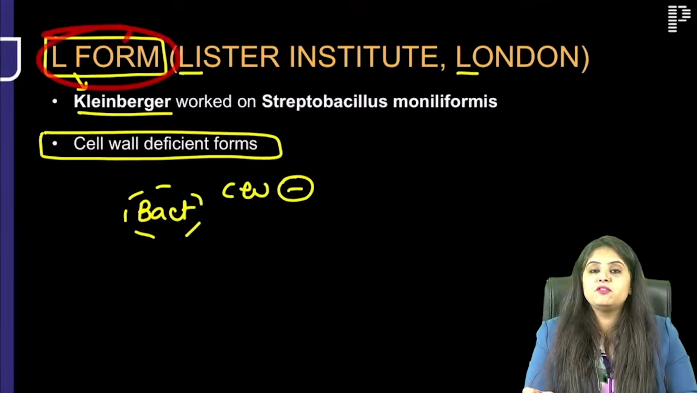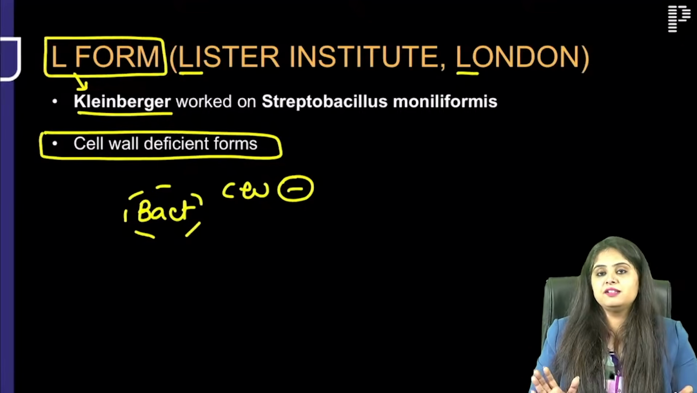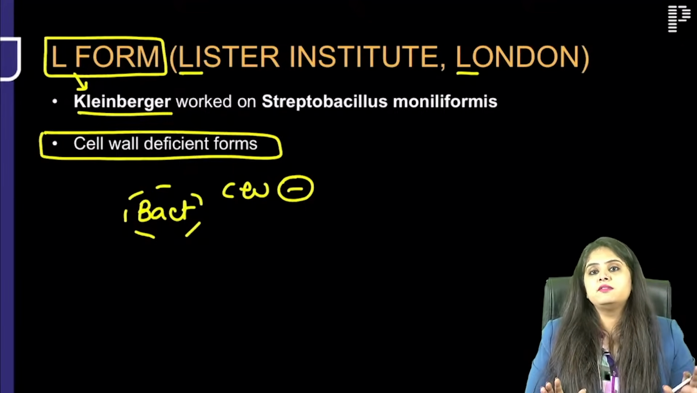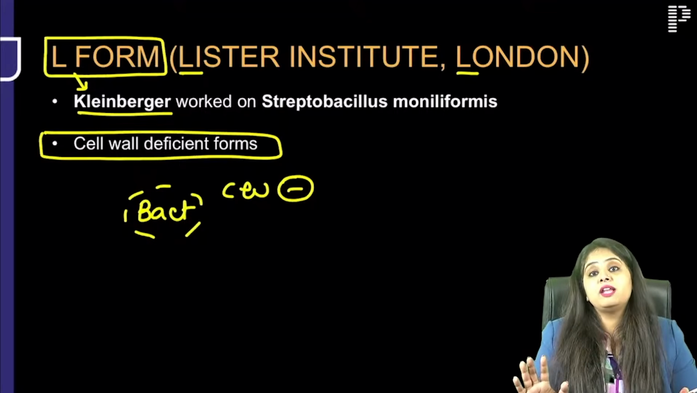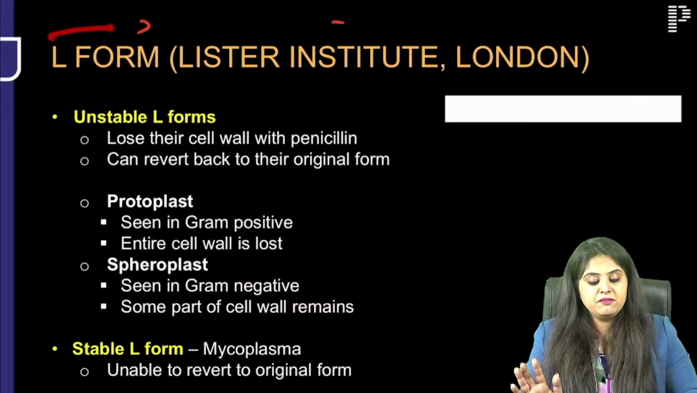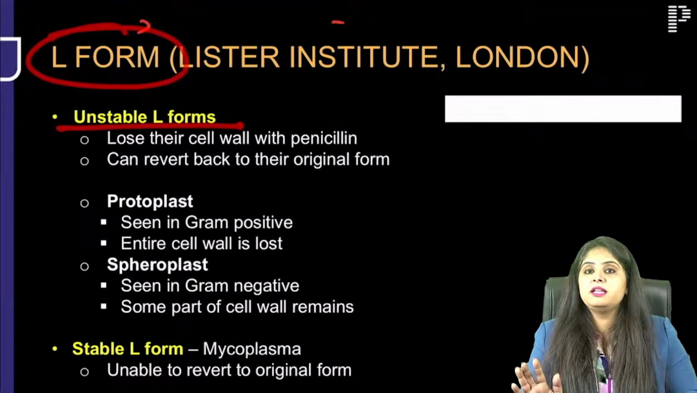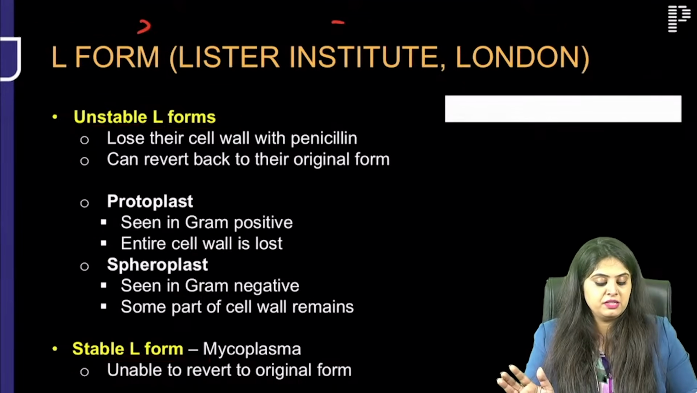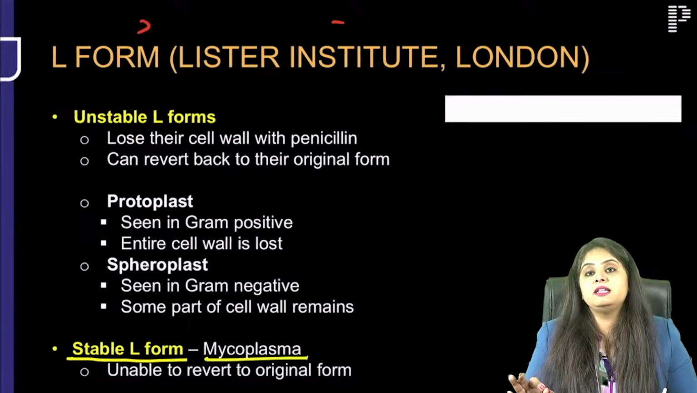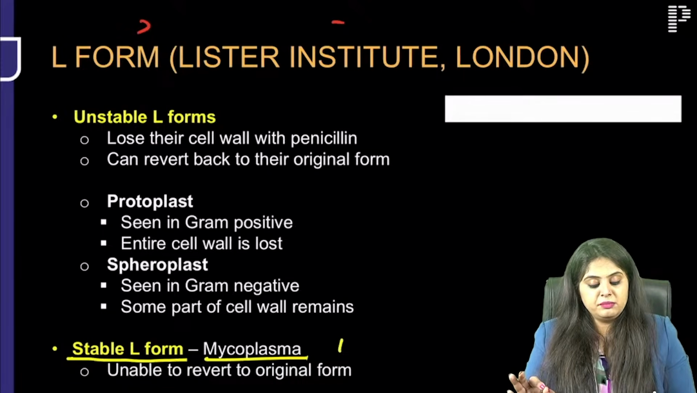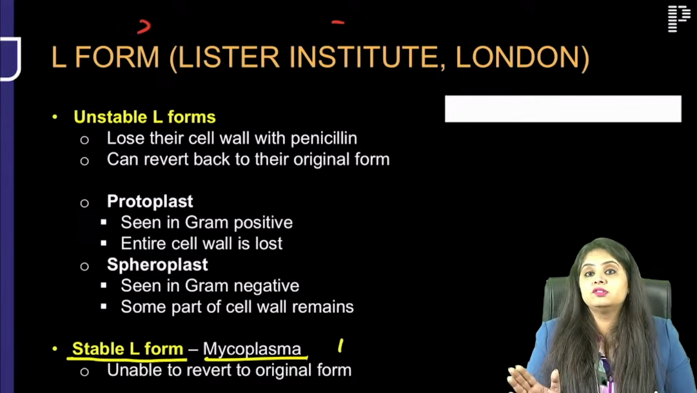So when I say L form, it means either the bacteria had a cell wall, dhire dhire the cell wall went away. Option 1. Second, the bacteria does not have a cell wall ever in his life. So the L forms are of 2 types, unstable L form and stable L forms. Stable L form basically means that is seen with a bacteria called Mycoplasma. This means that there is no cell wall.